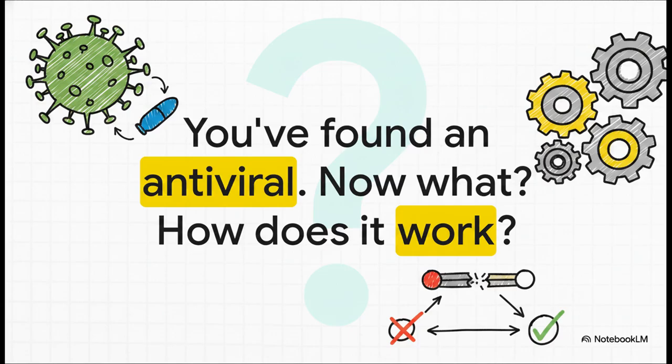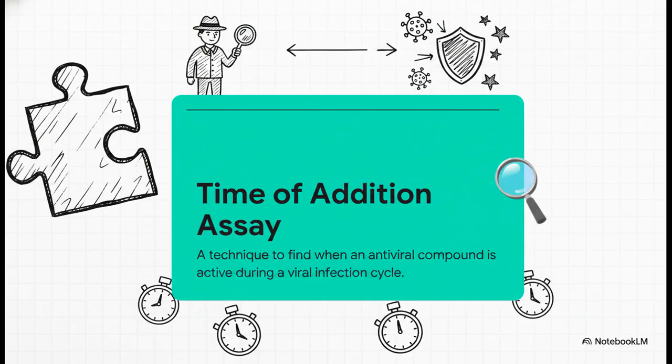Finding something that works is one thing, but figuring out its mechanism of action, its specific game plan against the virus, that's the real key. And that's exactly the puzzle we're going to crack today. So, how do we do it? Well, we have a really elegant tool for the job. It's called the time of addition assay. Think of it like a detective's secret weapon, letting us pinpoint the exact moment our new antiviral drug steps in to do its job.